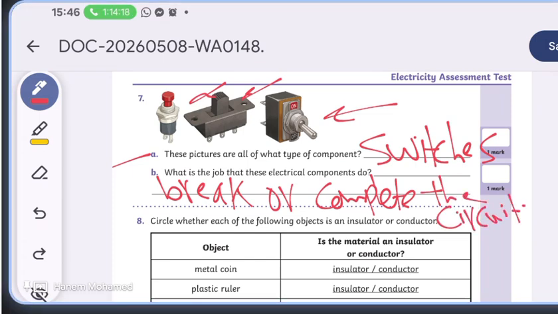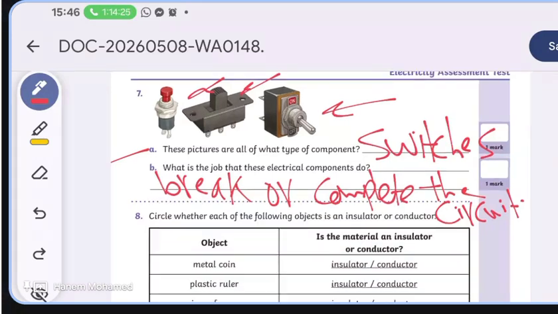So it can be completed if we make it connected. It can be completed or broken by the switch.